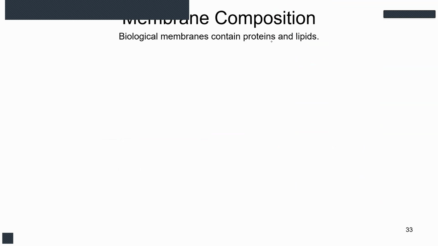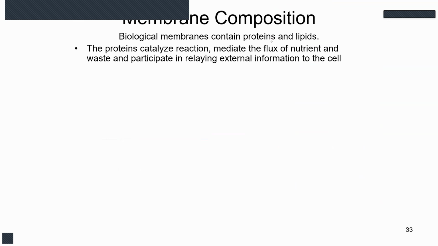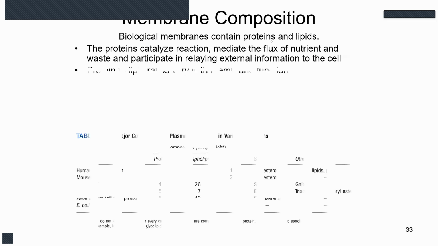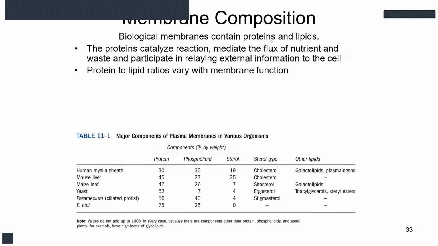Biological membranes contain proteins and lipids. Proteins catalyze reactions, mediate the flux of nutrients and waste, and participate in relaying external information. So they communicate, hey, what's going on outside? What cells are nearby? Okay, I'll let everything on the inside know. Now, protein-lipid ratios vary with membrane function.